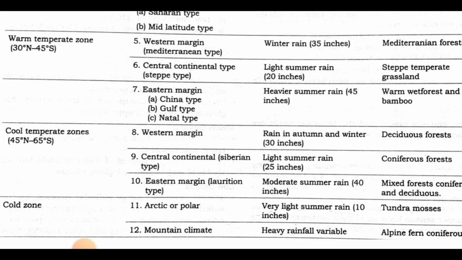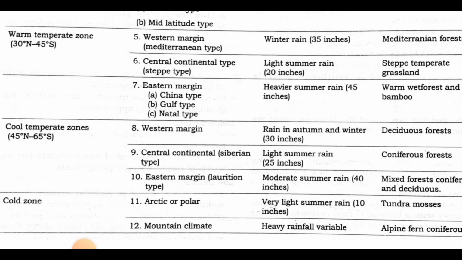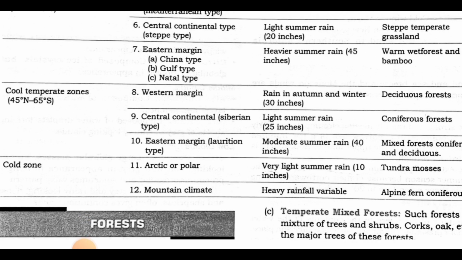Warm temperate zone. Western margin, Mediterranean type: winter rain 35 inches, Mediterranean forests. Central continental type, steppe type: light summer rain 20 inches, temperate grassland. Eastern margin, China type, Gulf type, Natal type: heavier summer rain 45 inches, warm wet forest and bamboo.